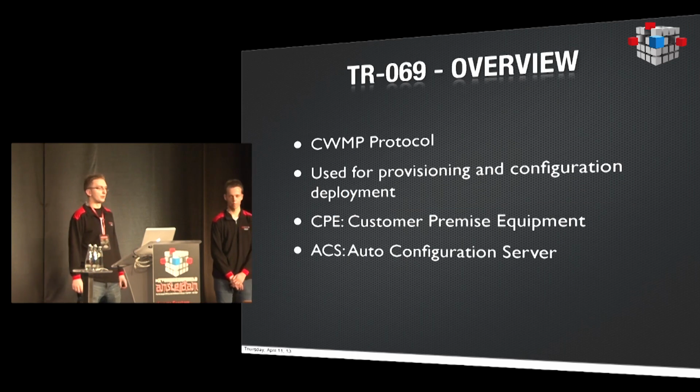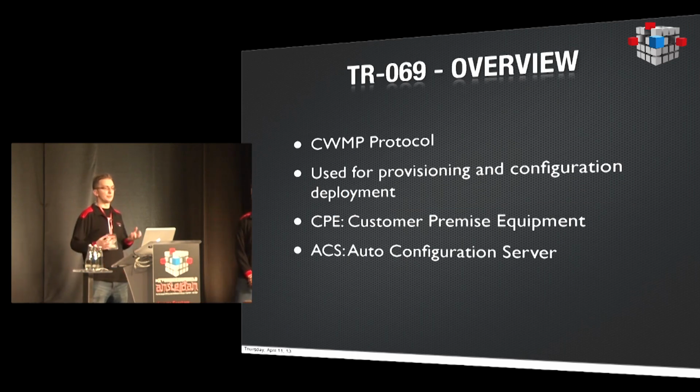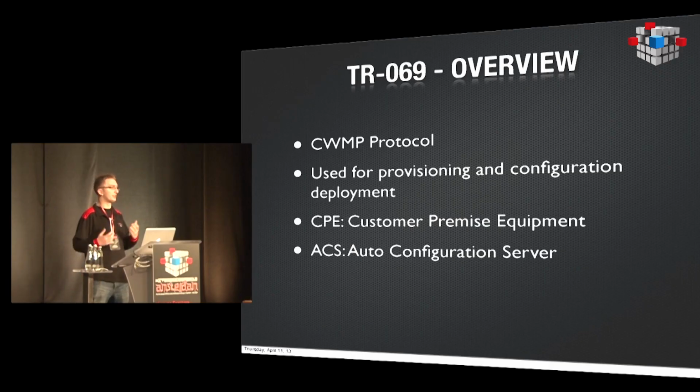So the CWMP protocol, again CPE WAN Management Protocol, is used for provisioning and configuration deployment. Basically, with the CWMP protocol, you have two entities. One is the CPE, the customer premises equipment, which basically is a DSL device in our case. And the other one is the ACS, or the auto configuration server, which is a daemon or a service running on the side of the ISP. So the ACS will initiate a connection to the CPE and authenticate itself, and then it will be able to provision new settings or roll out firmware updates.